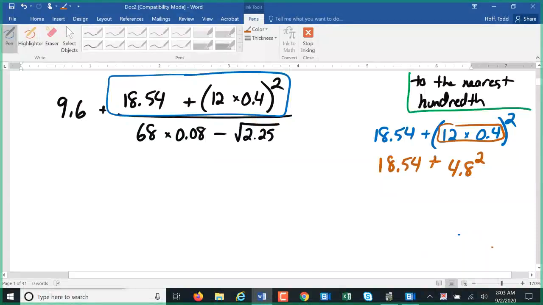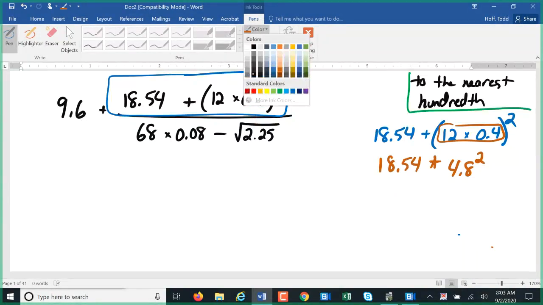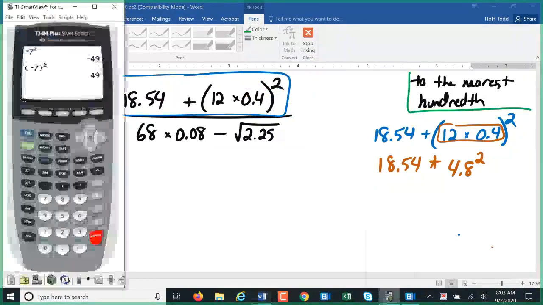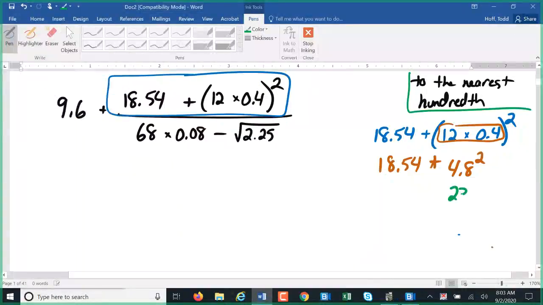Now I have 4.8 squared, which is 23.04. Yep, 23.04, perfect. And 18.54 plus 23.04, which is 41.58. So the whole top of this is 41.58.